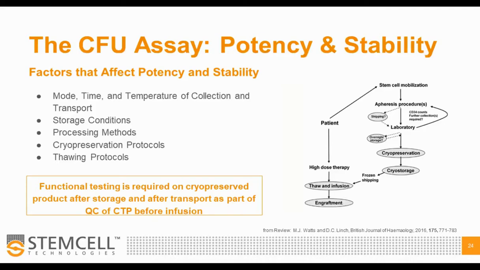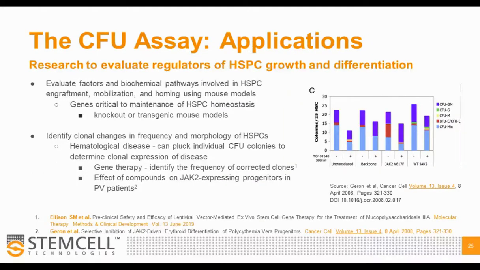And just to summarize, this slide shows that the CFU assay is a good potency and stability assay, because it does address all these factors that affect the potency and stability of hematopoietic stem and progenitor cells. And that is the mode, the time, and the temperature of collection and transport, the storage conditions, the processing methods, the cryopreservation protocols. These are critical. So if you want to qualify your rate-controlled freezer, again, you have to use the CFU assay to get an appropriate response on how that affects the quality of the cells, as well as your protocols, which will depend also on the number, the volume, all kinds of things.